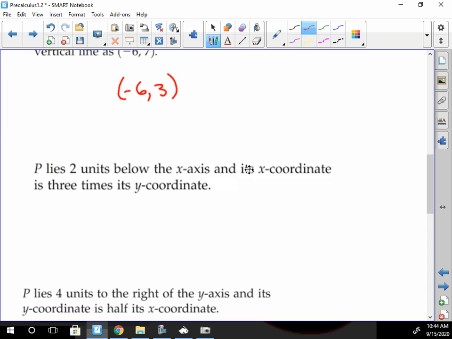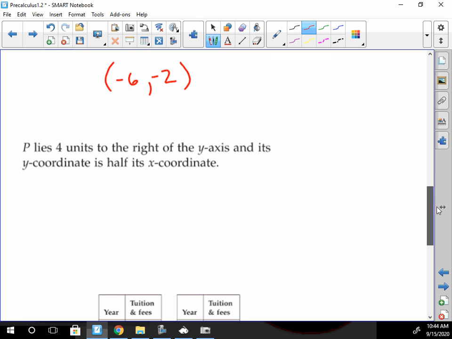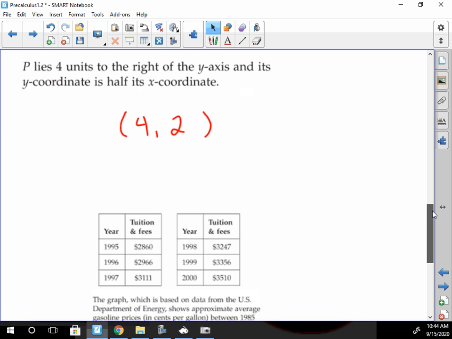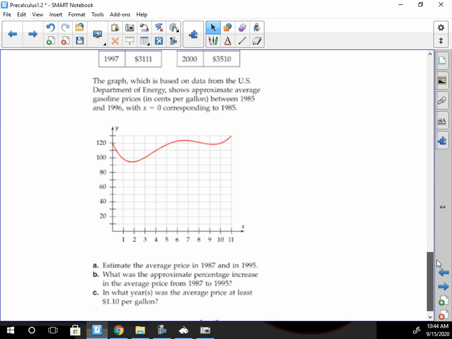P lies 2 units below the x-axis, and its x-coordinate is 3 times its y-coordinate. So the first thing we know is its y-coordinate is negative 2. Then we do 3 times that and get negative 6. Four units to the right of the y-axis. So we know that our x is going to be 4, and the y-coordinate is half of the x. Half of 4 is 2. So those ones were pretty easy, straightforward. Just kind of getting you back into the mathematical thinking and the mathematical mindset.